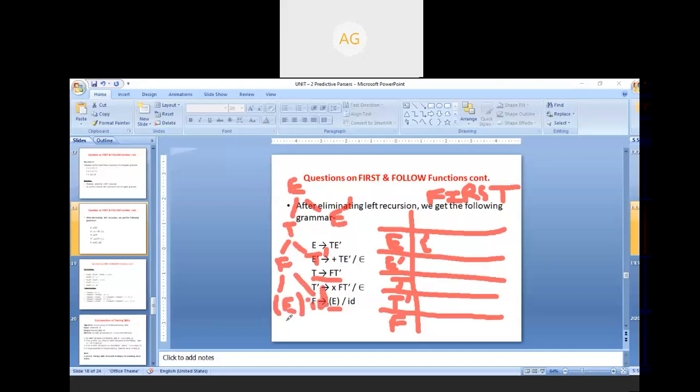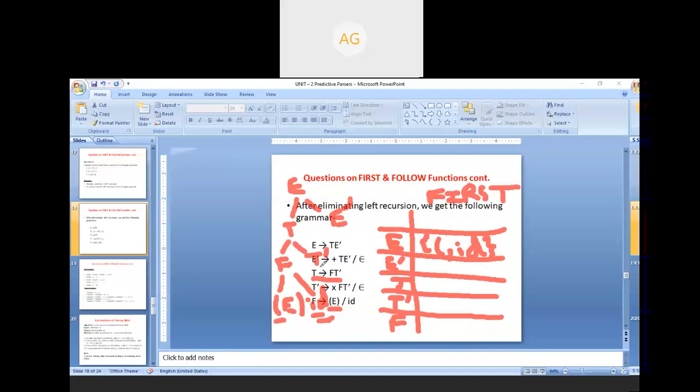So here you can see that we need to write the terminals in the first of any non-terminal. So the opening bracket is a terminal, so we write this opening bracket as the first element, and id is also a terminal. So we write id as the second terminal. So the first of E contains two elements, the opening bracket and the id. So from this method you can calculate the first of every non-terminal.